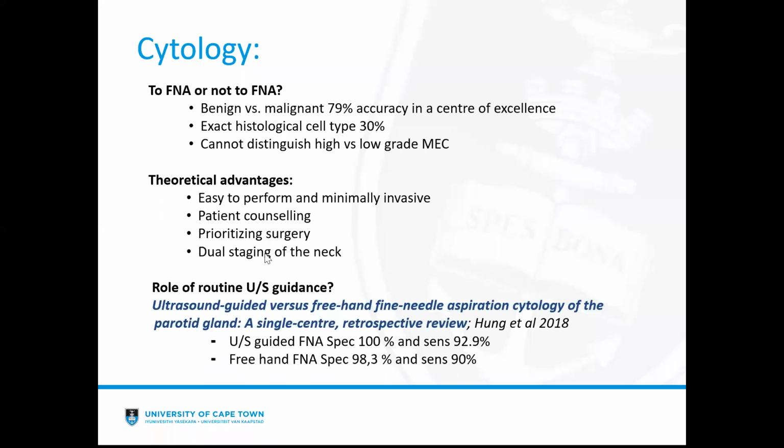This is supported by a study of 155 cases in 2018 by Huang and colleagues, comparing ultrasound-guided versus freehand FNA of the parotid. Ultrasound-guided FNA had 100% specificity, whereas freehand FNA had a 98.3% specificity for detecting malignancy. Sensitivity was 92.9% in the ultrasound group versus 90% in the freehand group. Based on this, it was concluded that freehand FNA does not have a lower yield and was not shown to be statistically inferior to ultrasound-guided FNA.